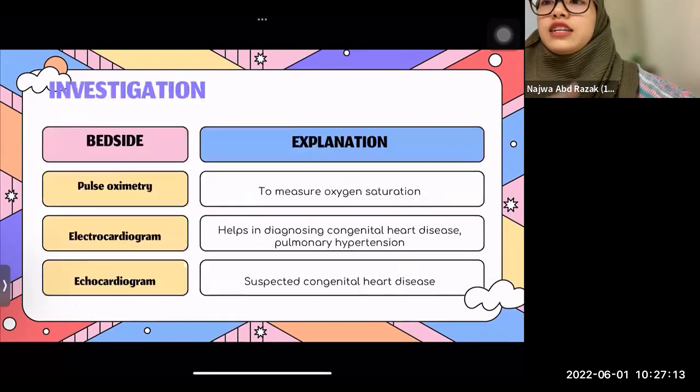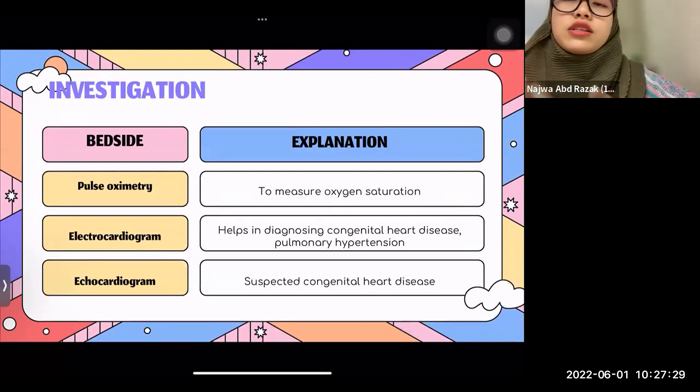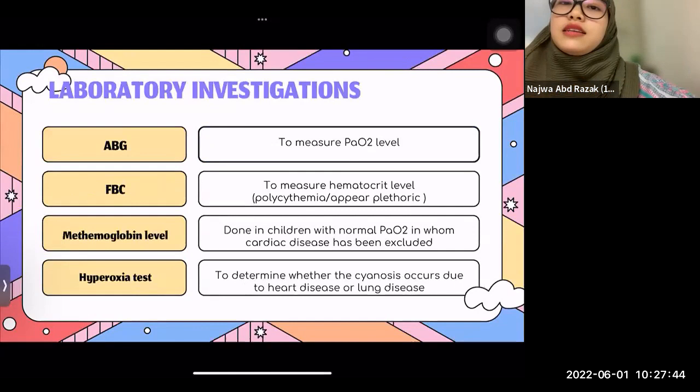Okay, next, the investigation. I divided it into bedside, laboratory, and also imaging. For bedside, we can put the patient on pulse oximetry to measure oxygen saturation. Usually in a cyanotic child, the oxygen saturation is less than 80%. ECG and echo are done to help in diagnosing congenital heart disease, if there's any suspected congenital heart disease.